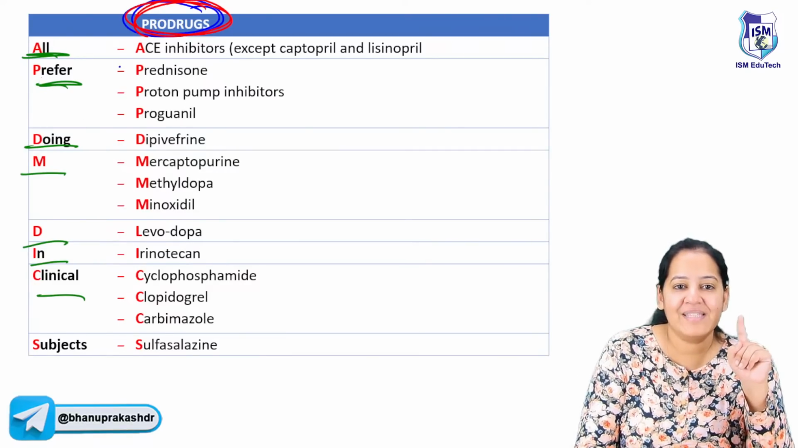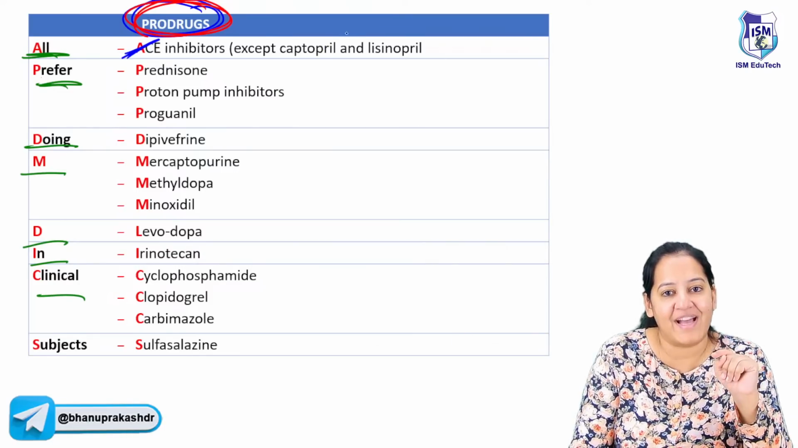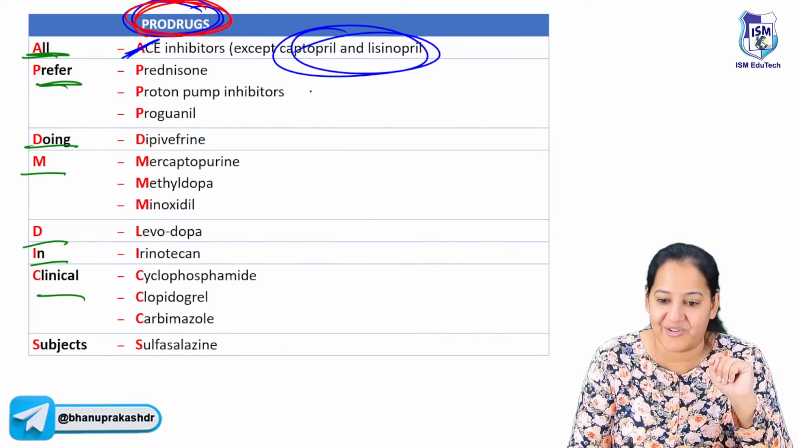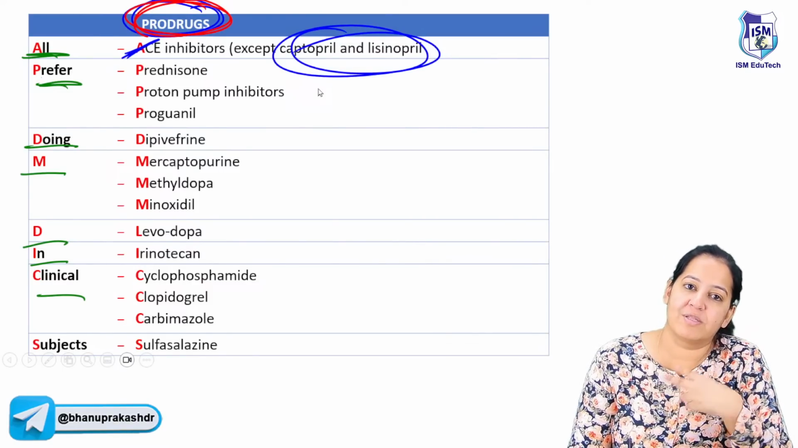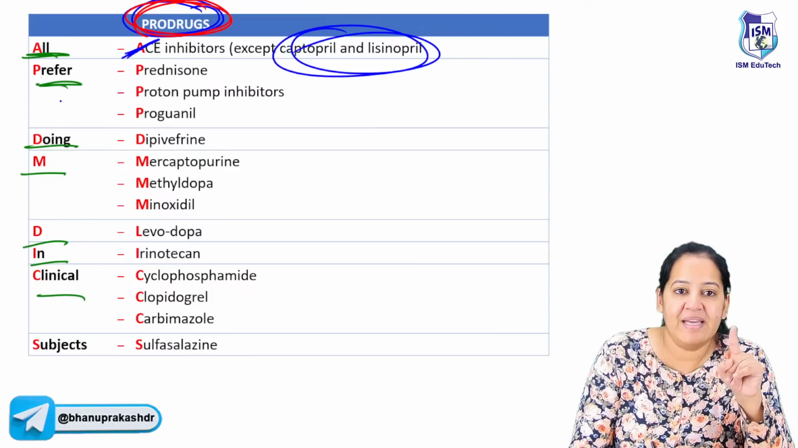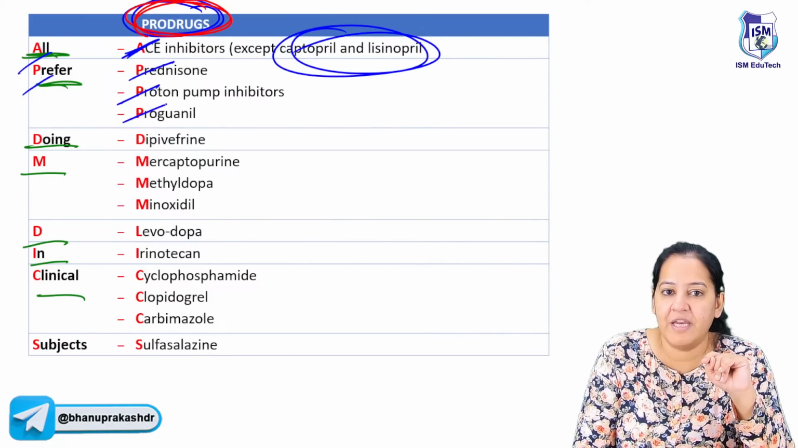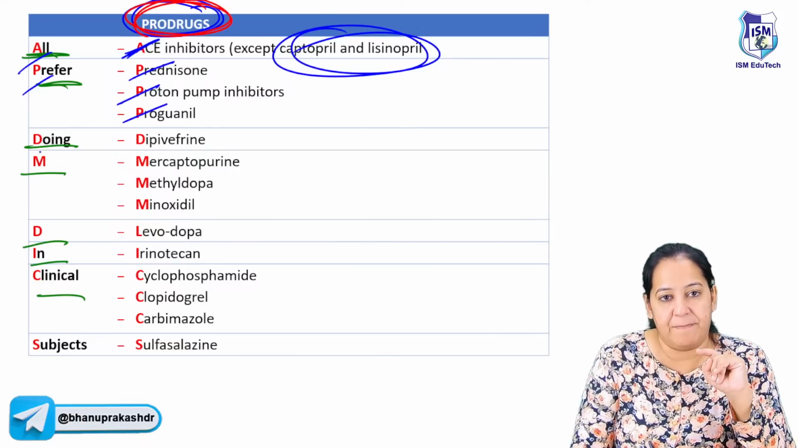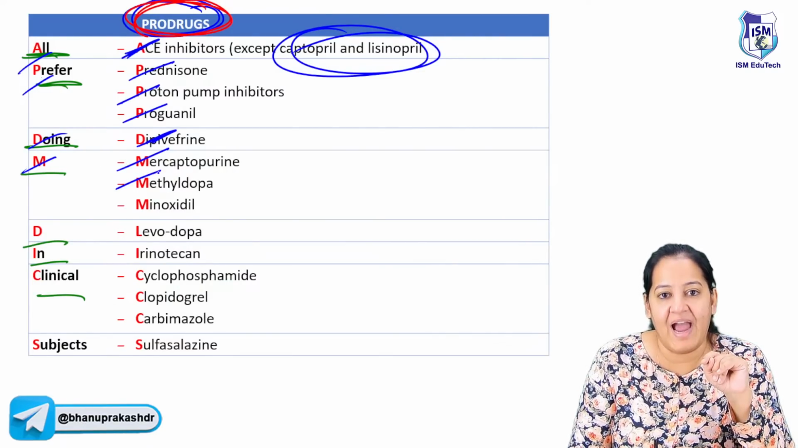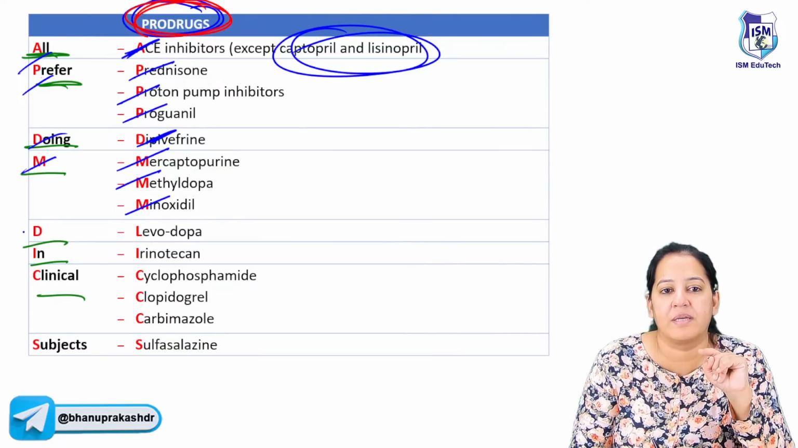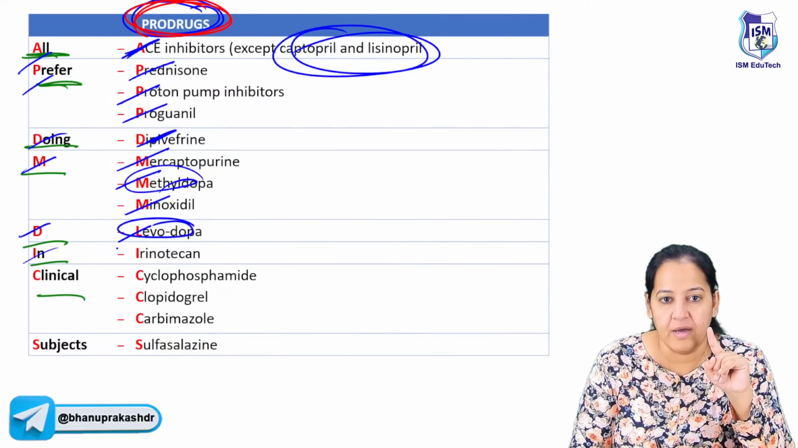Learn it. A stands for ACE inhibitors. All prils are prodrugs except captopril and lisinopril, which is our answer right now. Except these two prils, all the prils are prodrugs. P stands for prednisolone, proton pump inhibitors and proguanil. These are the three P's. D for dipivefrin. M for mercaptopurine, methyldopa and minoxidil. D for levodopa. So methyldopa and levodopa both are coming.